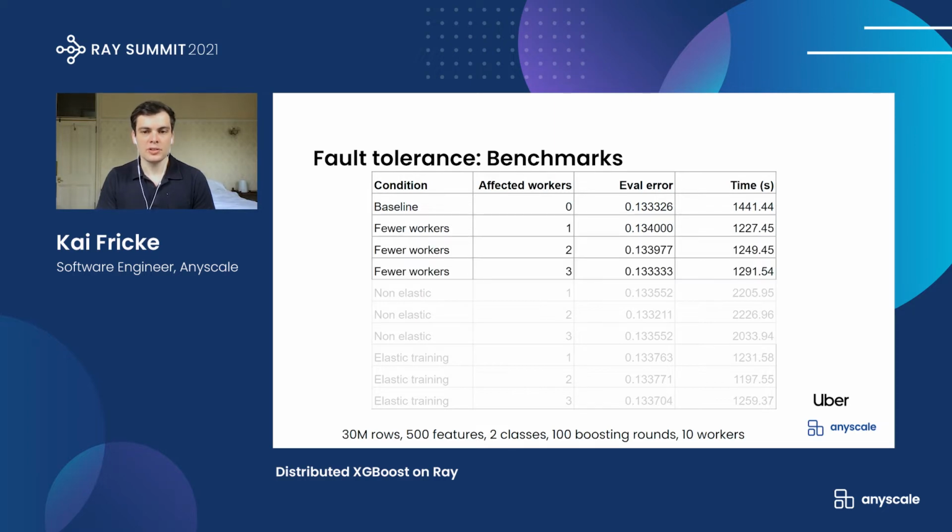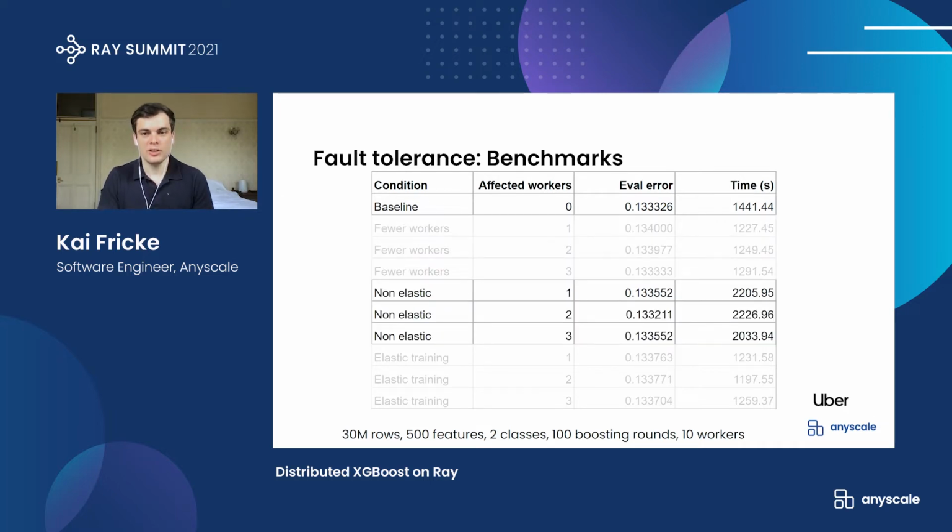The fewer workers condition is a sanity check to see what happens if we train on fewer data. We observe a little regression on the eval error, though not by much, and the error seems to get better with fewer data. We attribute this to chance in the random selection of the data partitions. The training time is comparable. If anything, the baseline time might be a bit off.